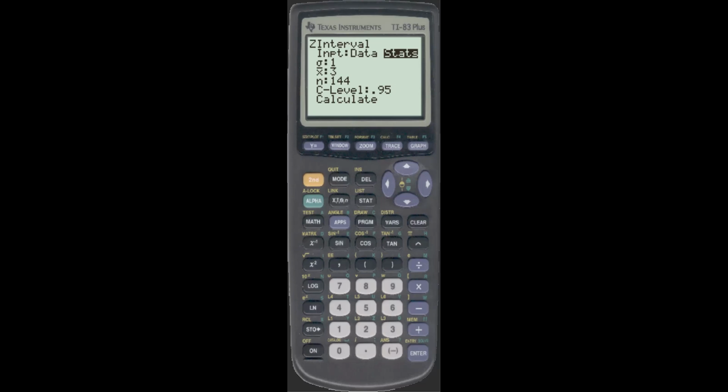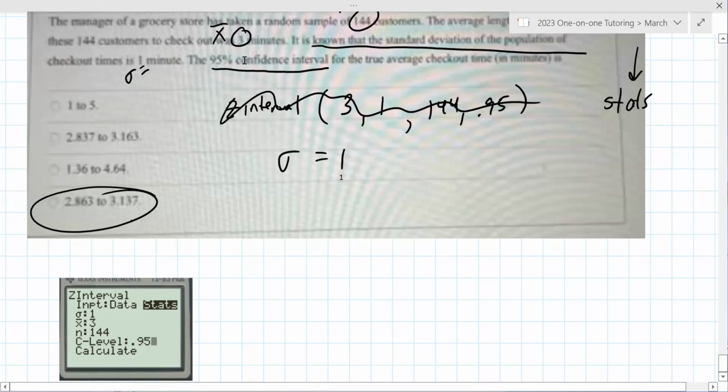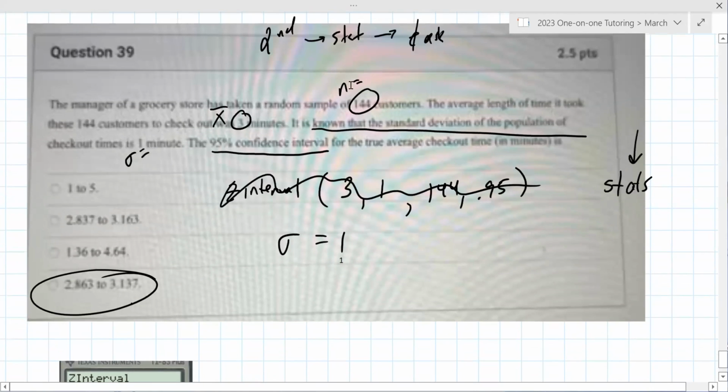How did you know sigma was 1? Yeah, let's go back and look at the problem again. Oh, because it's the standard deviation of the population. Oh, never mind. Yes. Now keep in mind, I do this all the time, so I can quickly grab these numbers. You may have to read it more than once.